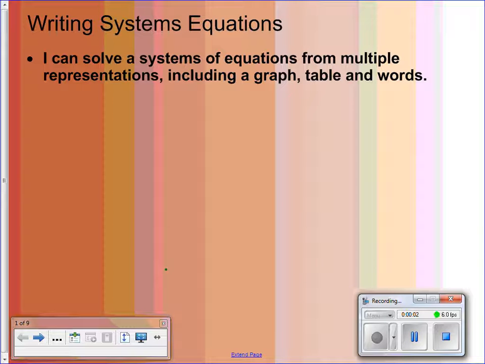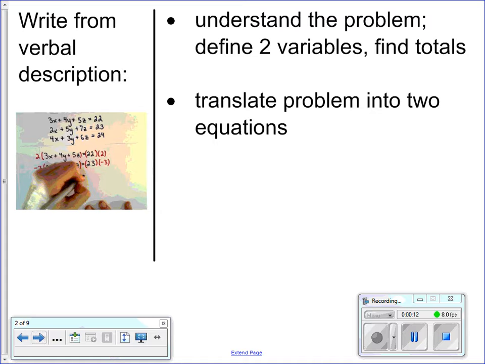In this lesson, we'll be writing systems of equations. By the end of the lesson, you should be able to solve systems of equations from multiple representations, including a graph, a table, and the words. So from a verbal description, you need to understand the problem, define your two variables, and then find your two totals, and translate it into two equations.